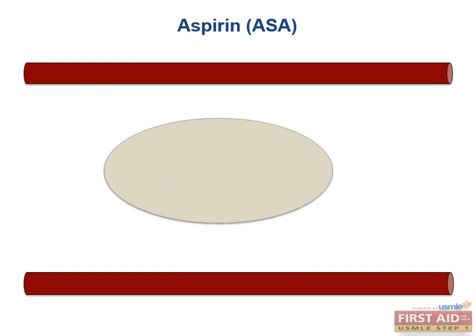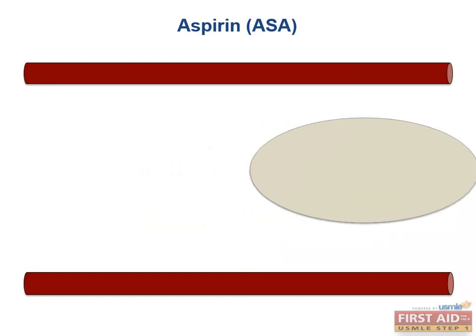Toxicity includes gastric ulcerations, tinnitus, which is a ringing sound in the ears, and Reye's syndrome in children with a viral infection. Importantly, recall from your respiratory chapter that an overdose causes respiratory alkalosis and a metabolic acidosis.